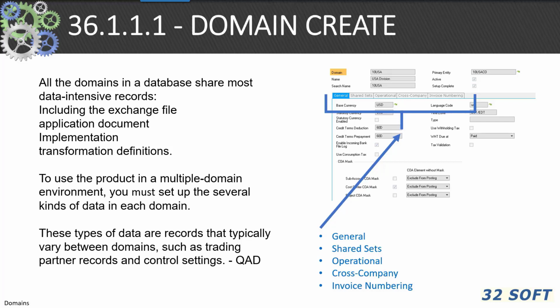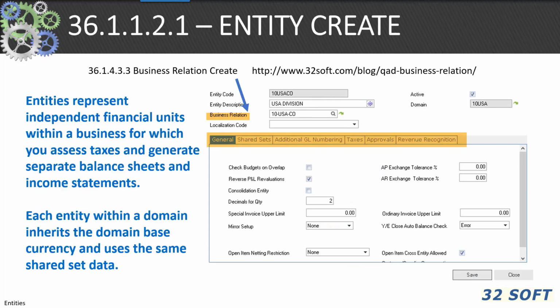One of the first elements to be considered for DRP setup is the domain structure of your network. All domains in a database share the most data-intensive records, including exchange, application, implementation, transformation, definitions. And if you use DRP in a multi-domain environment, you must set up the several kinds of data required for each domain. Note the tabs of general, shared, operational, company, and invoice numbering. We covered that in a webinar earlier in the year.